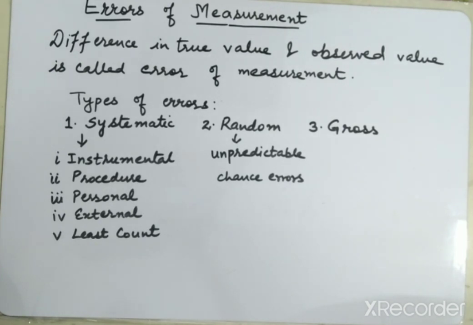And third type of errors is gross errors. These arise on account of carelessness of the observer. For example, reading an instrument without setting it properly, or recording the observation wrongly, or using the wrong values of the observation in the calculations, or taking the observations without caring for the source of errors and the precautions. So these are the three types of main errors that occur while taking the observations.